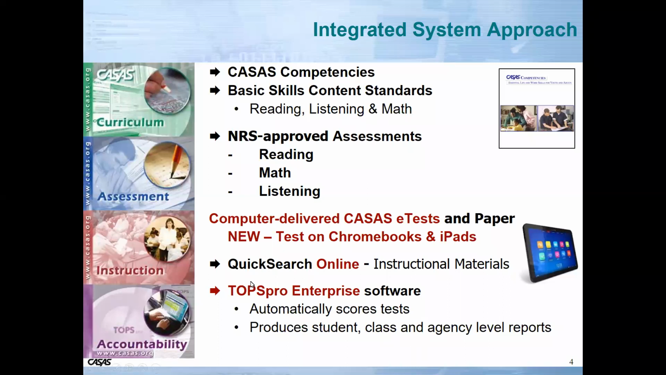We have something called Quick Search Online, which is a free online database through our website that relates the instructional materials that are all out there by all the publishers to our tests and to the competencies and content standards. And in addition, the e-test is the user interface of our software, but the back end is called TOPS Pro Enterprise, and that is what automatically scores the tests and produces many, many kinds of reports at the student, class, and agency level. We won't have time to get into that in depth today, but I do encourage you to explore that.